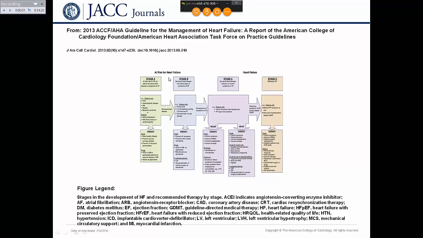And again, this has been pulled out from the ACC guidelines for heart failure. These are free for everyone who goes to the American College of Cardiology site. They talk about staging A, B, C, D, and then talk about treatments. But this is a lot of the stuff that the clinicians on the call already know about.